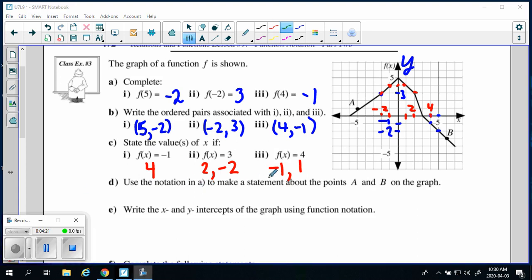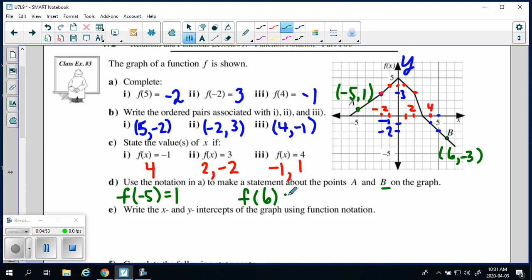Then they're asking us, using the notation, to make a statement about point A and B. So really, they're just asking us to write this in function notation. If I look up this point A, it's located at negative 5, comma 1. If we write this in function notation, we would say that f of negative 5 is equal to 1. Similarly, we can look up B. Just make sure you get the coordinates in the correct order. So 6, comma, negative 3. And then you would say that f of 6 is equal to negative 3.